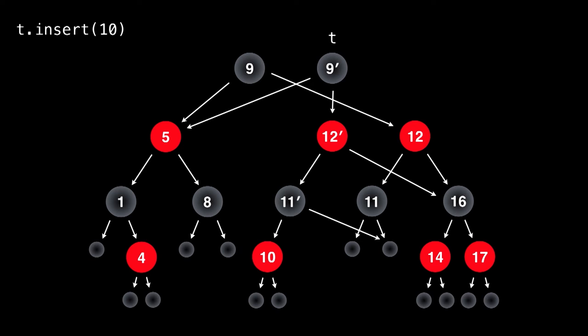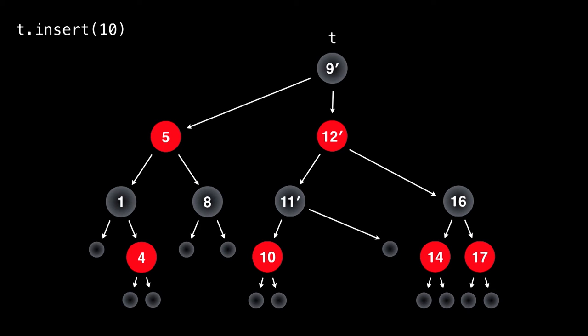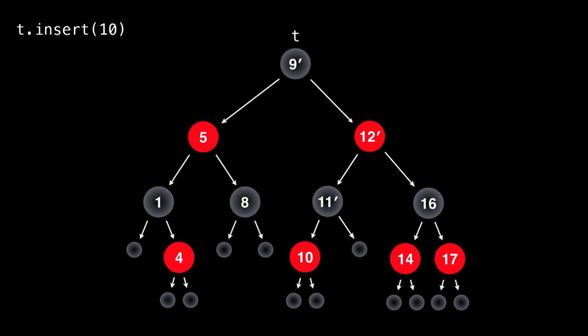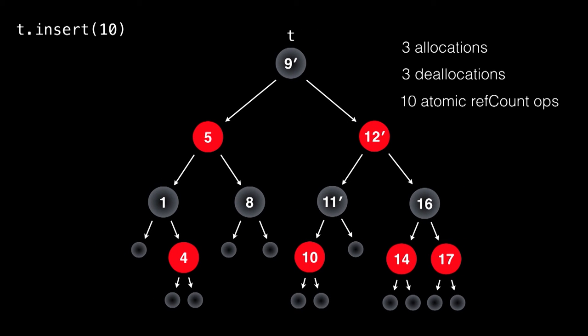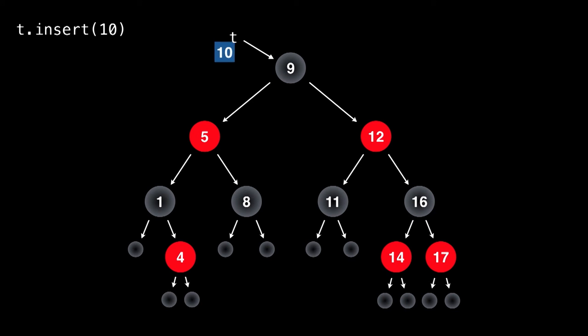If there are no more references to it, it gets deinitialized and deallocated, and it takes all the old nodes with it. So we have three allocations and three deallocations, not to mention all the reference count operations that we also need to do. So that's kind of pricey. It's an expensive thing to do, all these allocations. What if we could just do the natural thing and modify the tree in place like this?